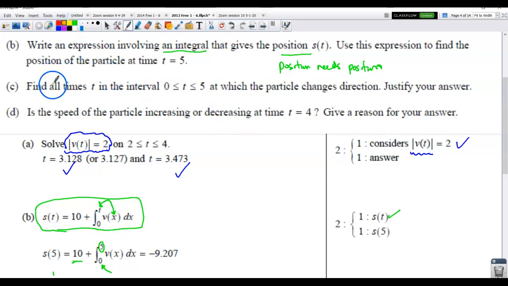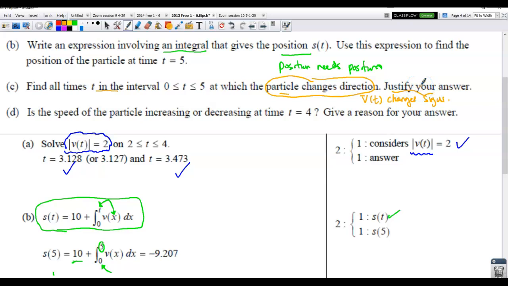Moving on to letter C, find all times t in the interval from 0 to 5 at which the particle changes direction. So if we want a change of direction, we know that we're going to examine velocity. So for change of direction, v of t changes sign. It's not just a touch of the x-axis, it has to change sign. So there's my justification already.